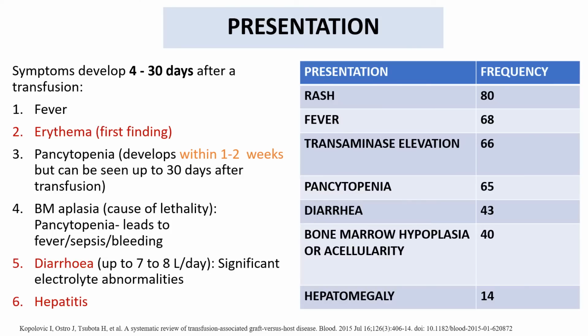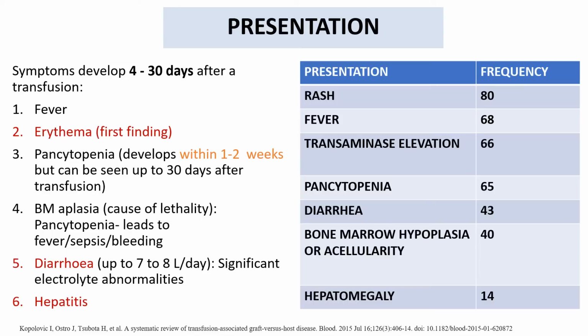The symptoms of TA-GVHD develop within 4 to 30 days after a transfusion, with the most frequent symptom being the rash erythema, which is often the first finding, followed by fever. The pancytopenia develops 1 to 2 weeks after the transfusion, but can be seen up to 30 days as well. Bone marrow aplasia, which is the main cause of lethality, also occurs in TA-GVHD. It leads to pancytopenia, which further manifests as fever, sepsis, and bleeding.